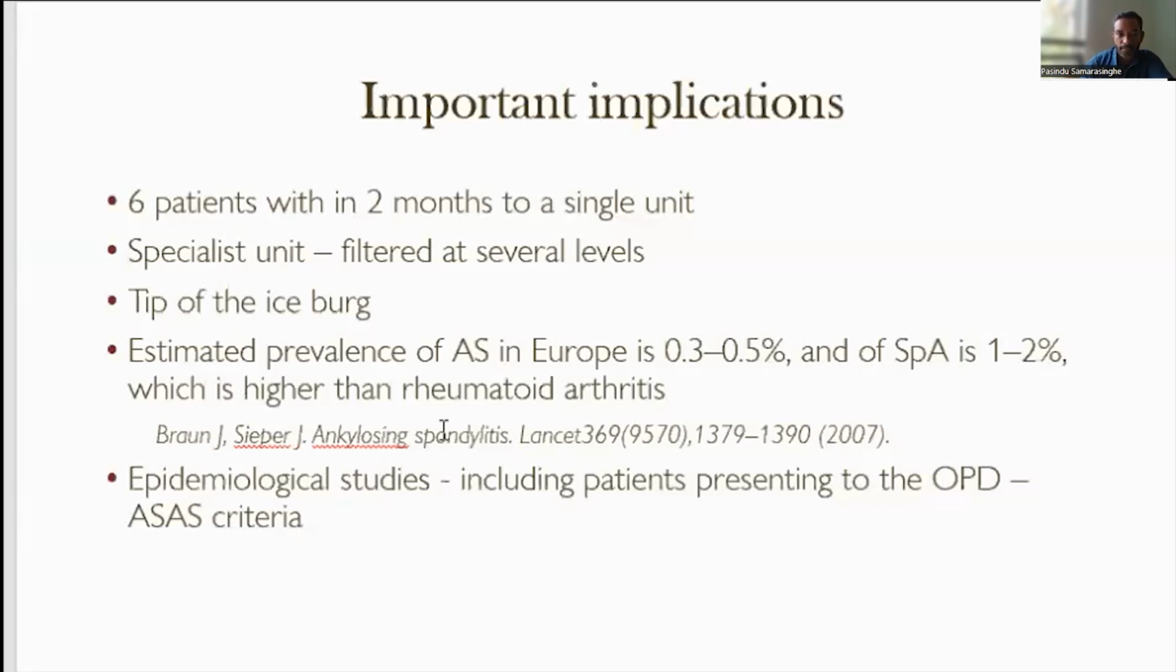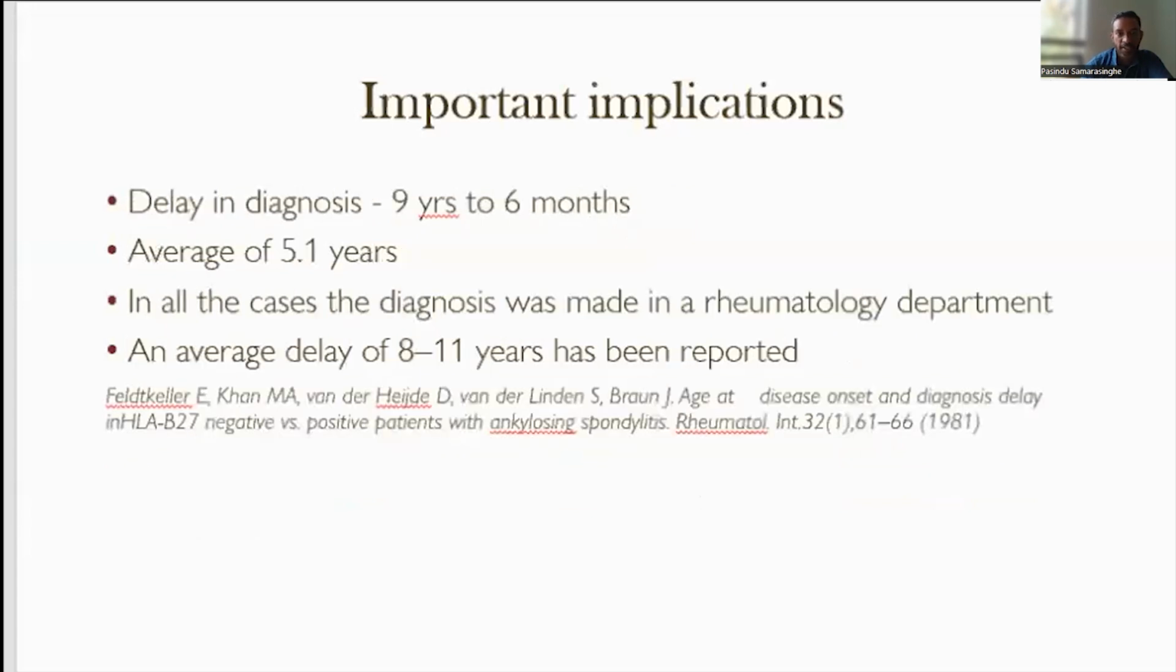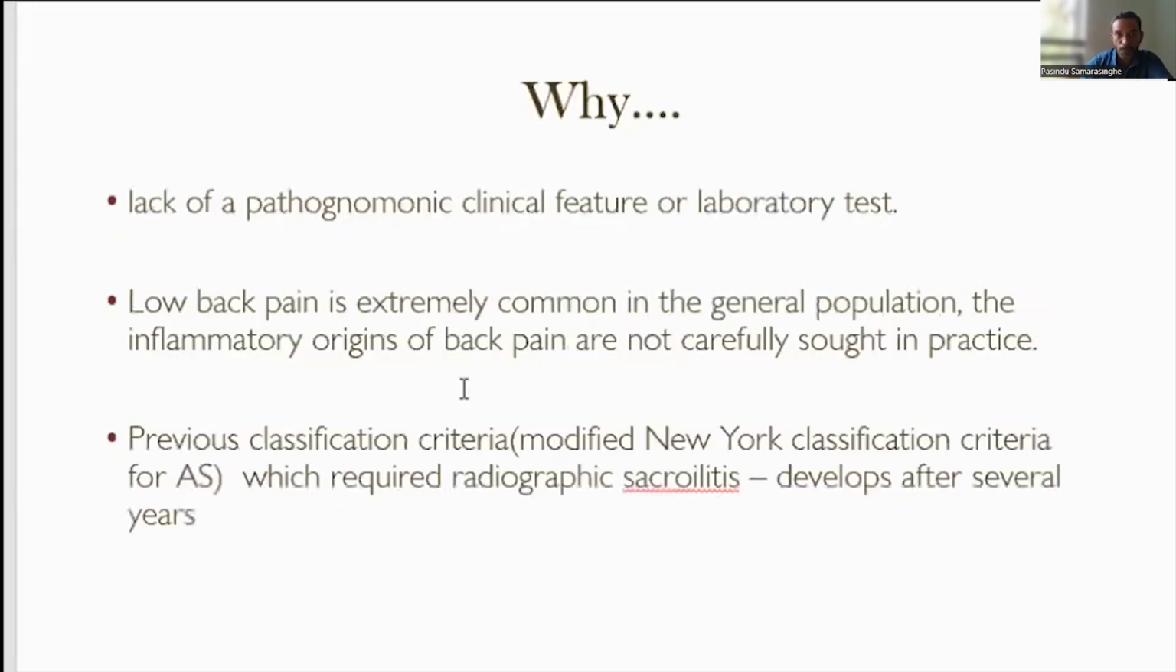So moving on to the next slide. In this study, the delay in diagnosis ranged from 9 years to 6 months. So the average delay was 5 years. This is even seen in the world as well. In other countries, this study was done in Europe, and you can see the delay was 8 to 11 years. However, this was in 1981, but with the advances of MRI scans, the delay has shortened.